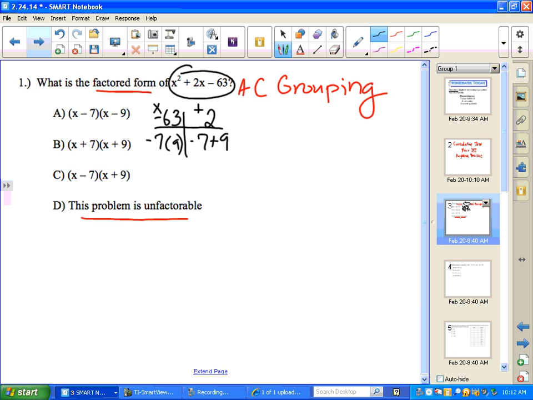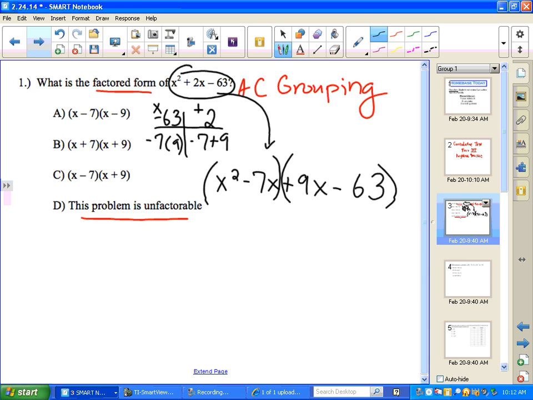Once you have those terms, you're going to replace them with the middle term on the original problem. So we have x squared minus 7x plus 9x minus 63. Remember, it does not matter the order that you put those 2 terms in the middle. You will still get the same answer. We are now grouping the first 2 terms, grouping the second 2 terms. We're going to take out the GCF. In the first part, the GCF is x. We are left with x minus 7. The second part, the GCF is positive 9. We are left with x minus 7.